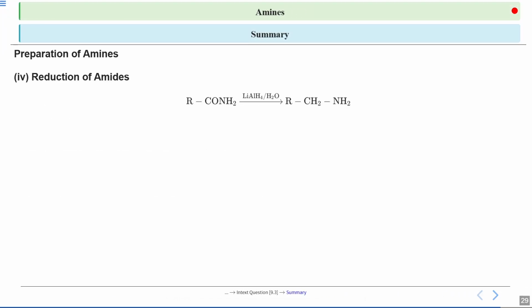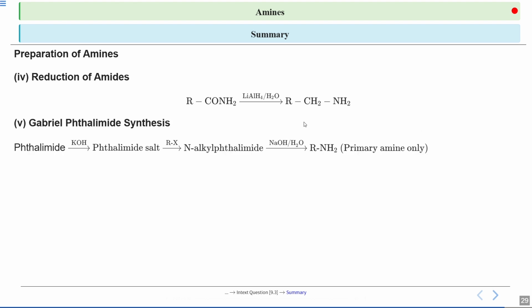Next, we have reduction of amides. In this reaction, the amide group, which is the structure RCONH2, is reduced using lithium aluminum hydride, LiAlH4, followed by water. This process converts amide into a primary amine. So the C double bond O group is removed and a methylene, which is a CH2 group, is added in its place. Next is Gabriel phthalimide synthesis.